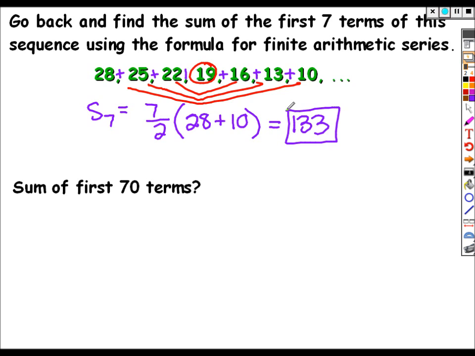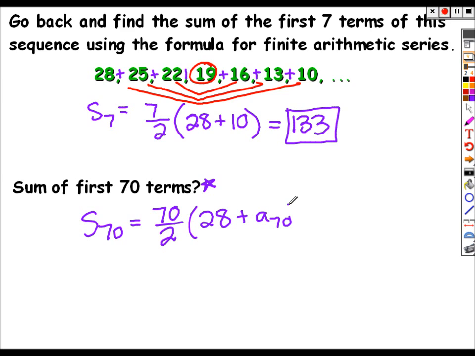Now the only problem we might run into here is what's the value of the 70th term? So okay, if I'm using my formula, I have 70 terms. If I pair them off, I'd have 35 pairs. The first term is 28, but I don't know what the last term is. So now I'm going to have to do a little bit of work.